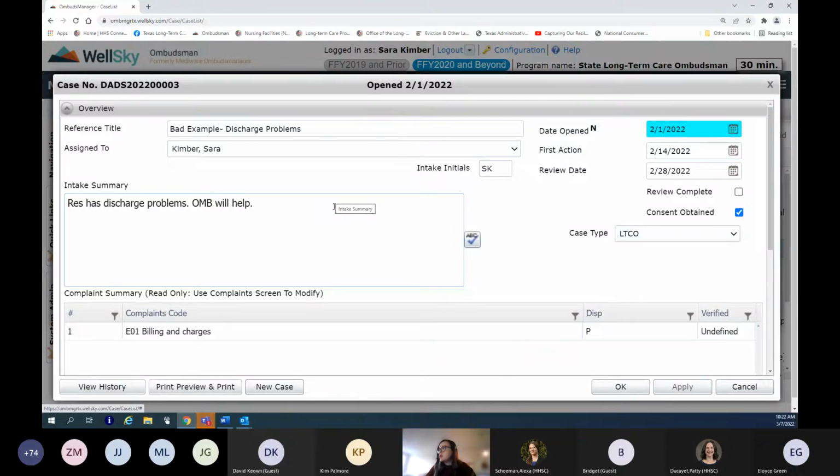So I'm looking over here too at the date opened and the first action. Does anybody see a problem with the date open and the first action?